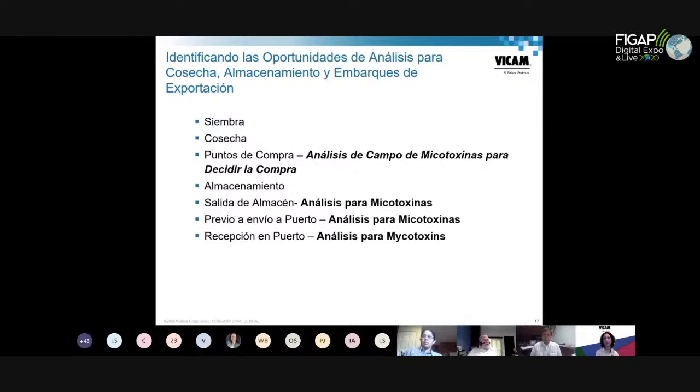And then also at this point, what you can do is you can separate and store products with different levels of toxins in different warehouses to keep the clean products away from the contaminated products.